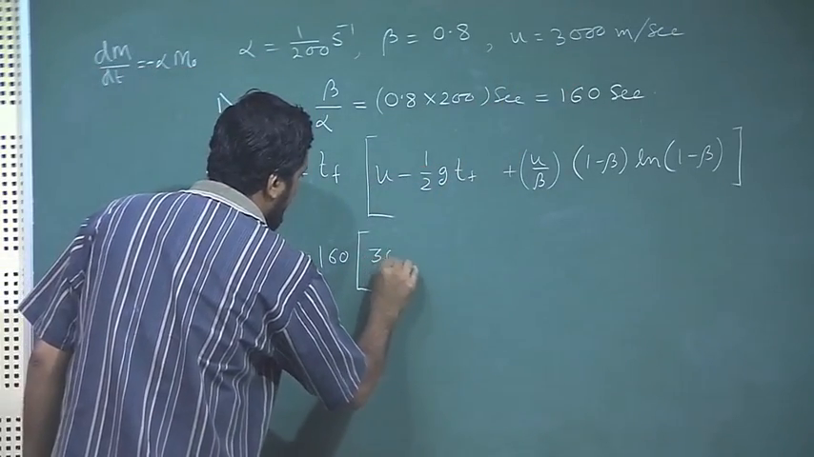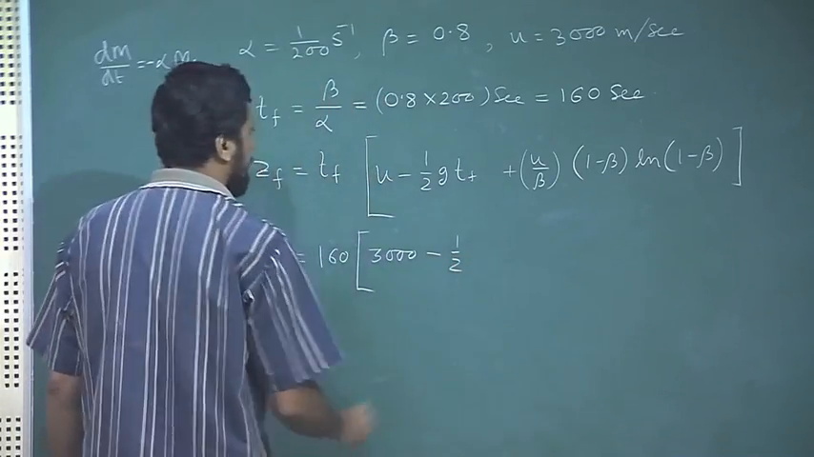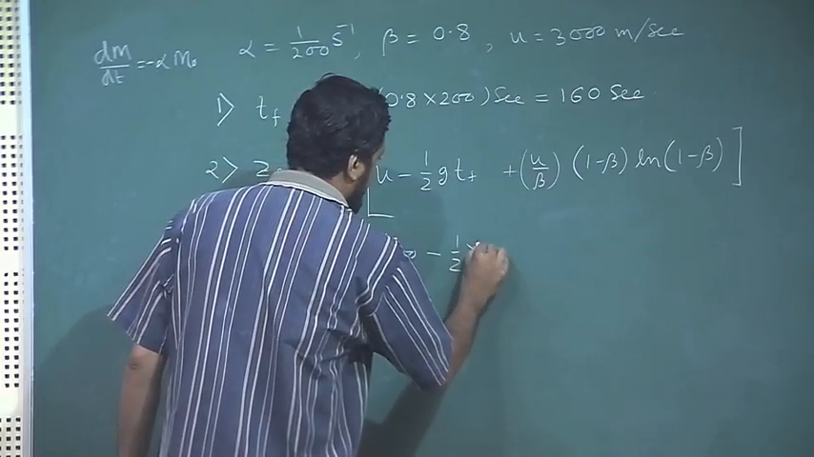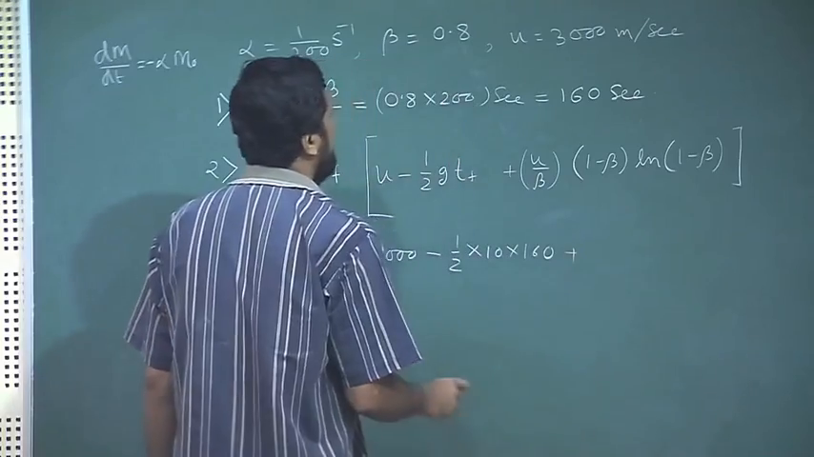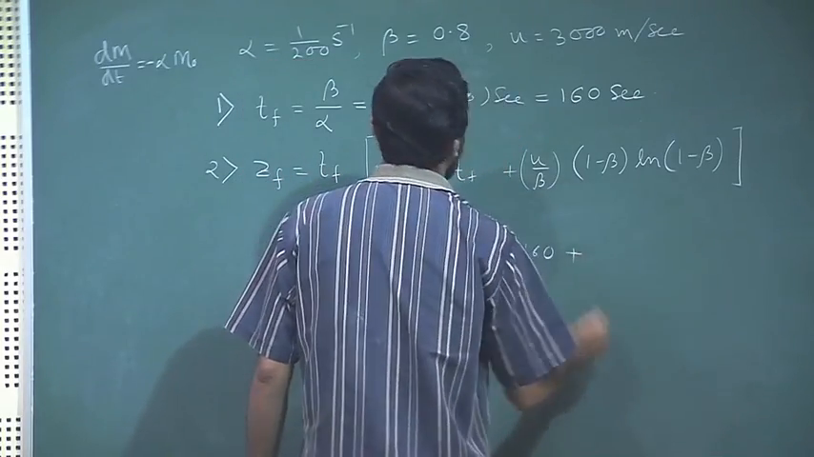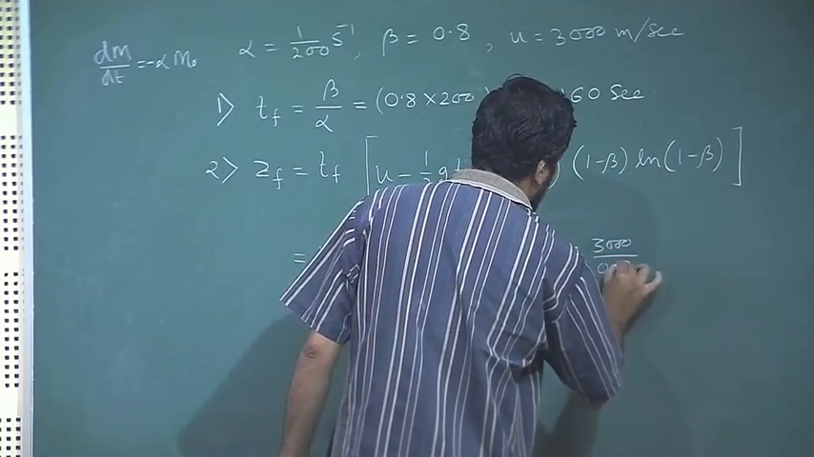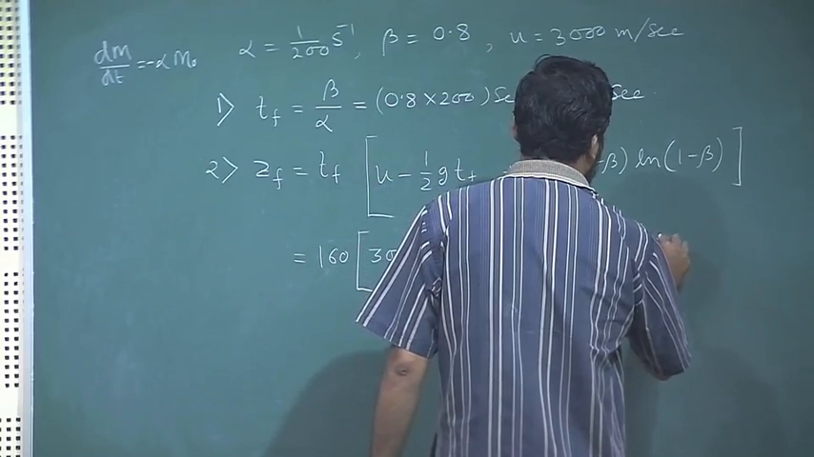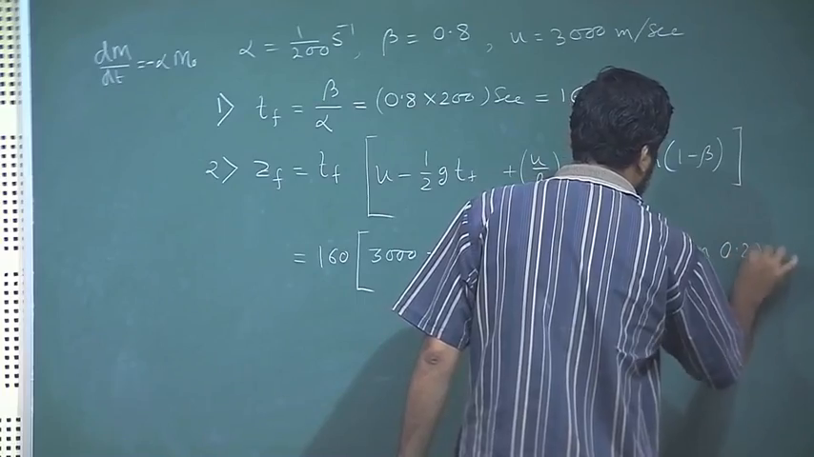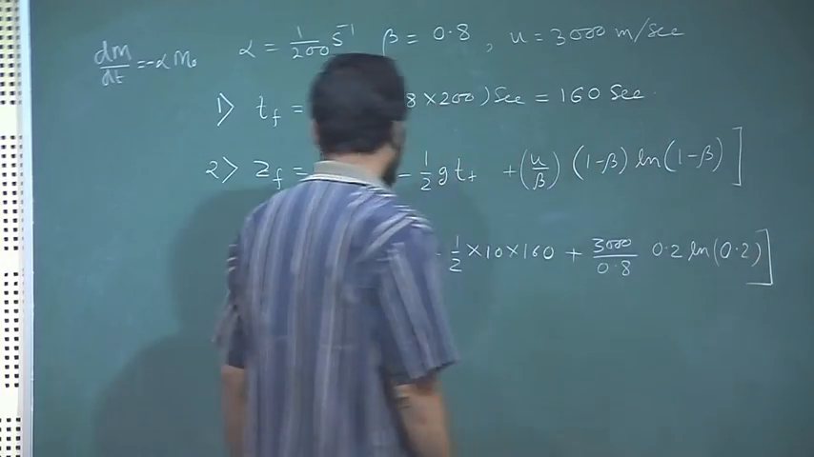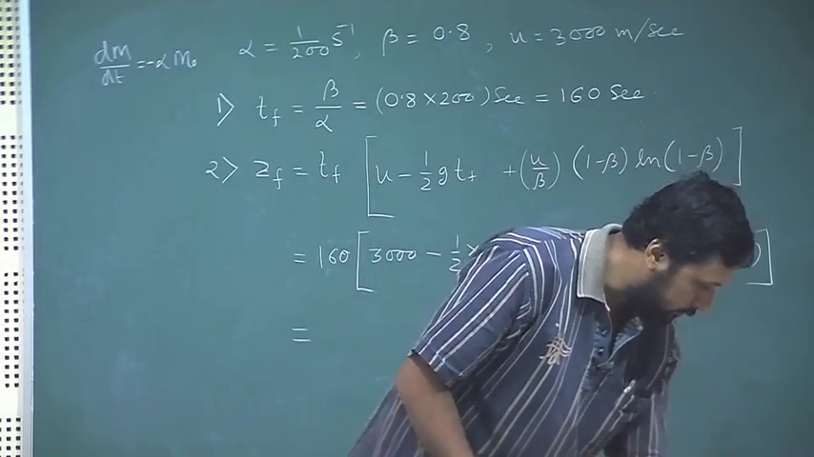So, we have 3000 minus half g, we take as 10, into 160, plus u by beta, u is 3000 by 0.8, and 1 minus beta is simply 0.2, ln 0.2. Okay. And in order to calculate this, we just need a calculator as before.